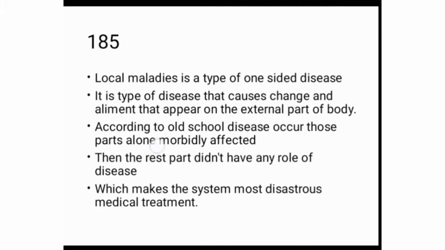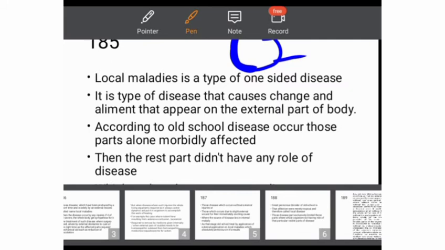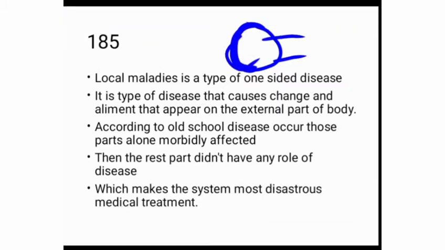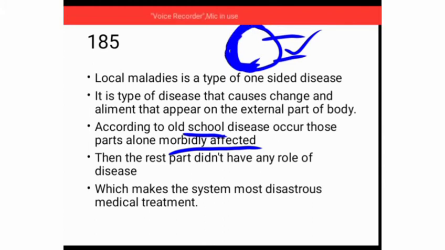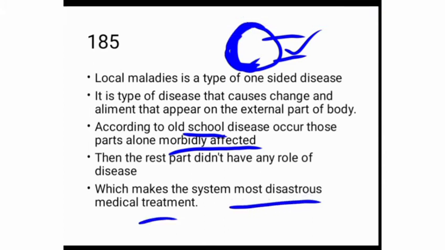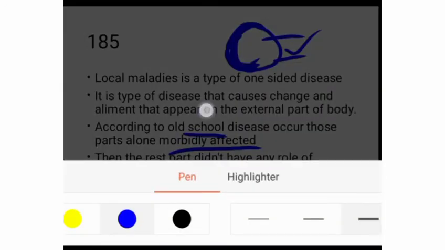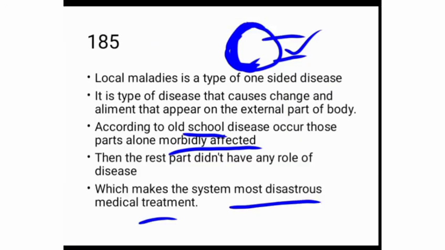Means, if this is the body and this part undergoes a local disease, then the rest of the body has no role in this part. The old school thinks that the local disease occurs on the part that is morbidly affected, and that after that part, all the rest is quite well, which makes the symptom-based medical treatment most disastrous. That's why the system became very disastrous.